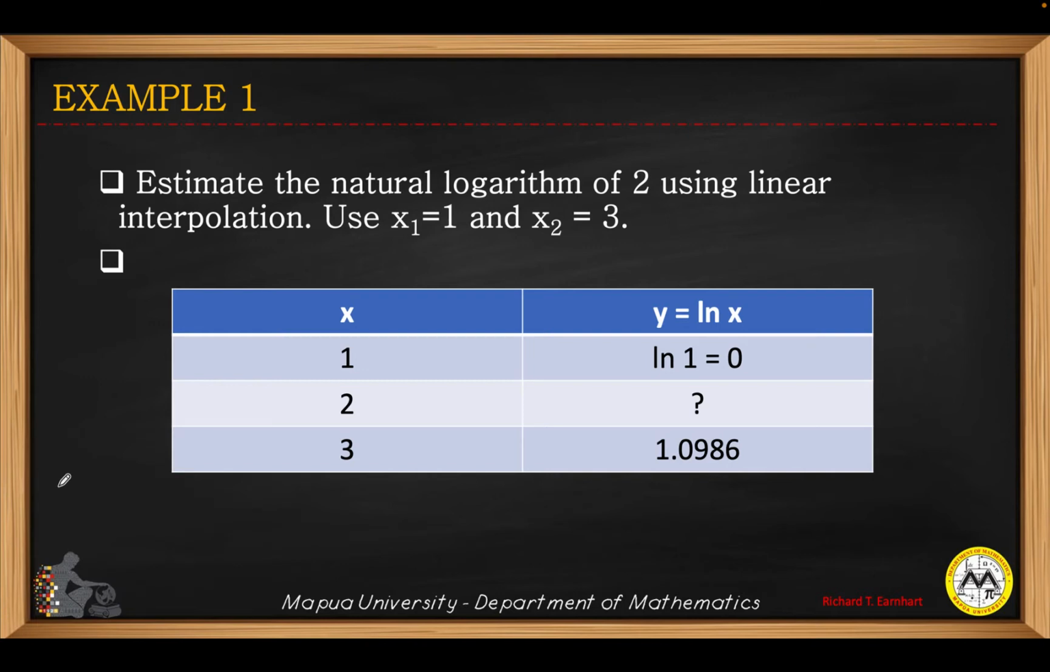We want to estimate the natural logarithm of 2 using linear interpolation. Suppose we're given x sub 1 equals 1 and x sub 2 equals 3. We want to find a value of y between x equals 1 and x equals 3. So let's say x equals 2. What would be the value of y? We know that ln of 1 is 0, and ln of 3 is 1.0986. So we will use linear interpolation to estimate the value of ln of 2.